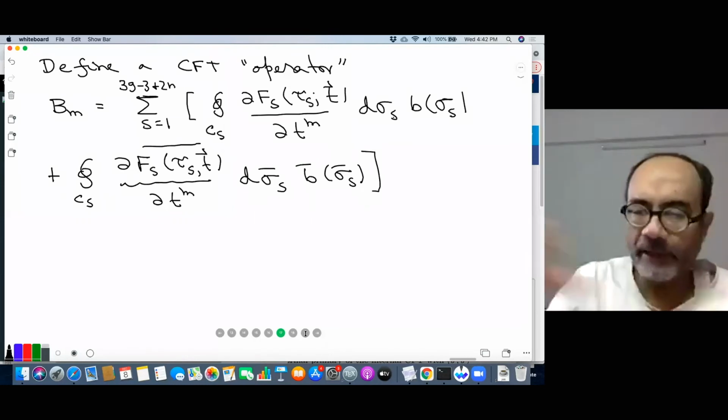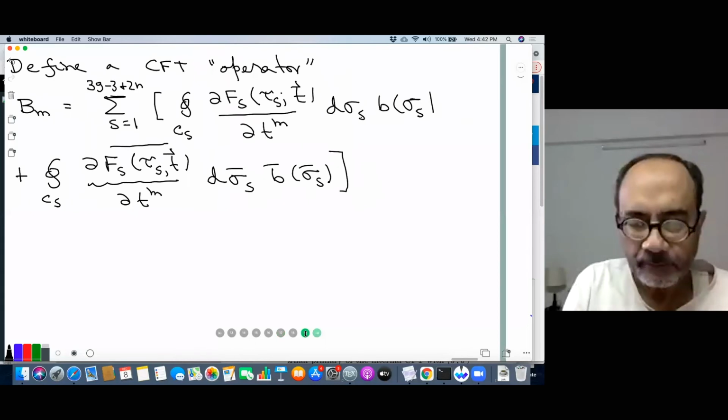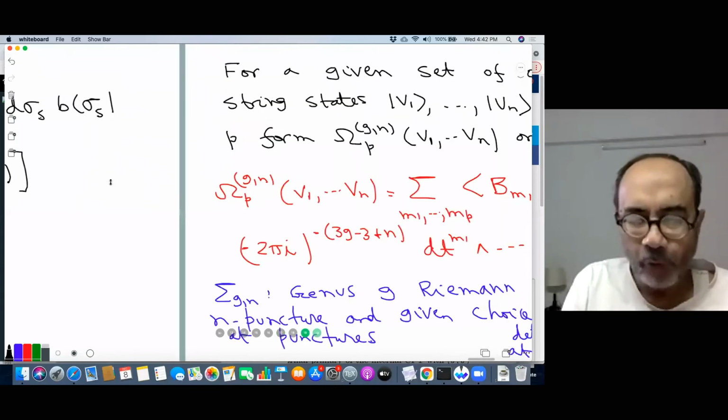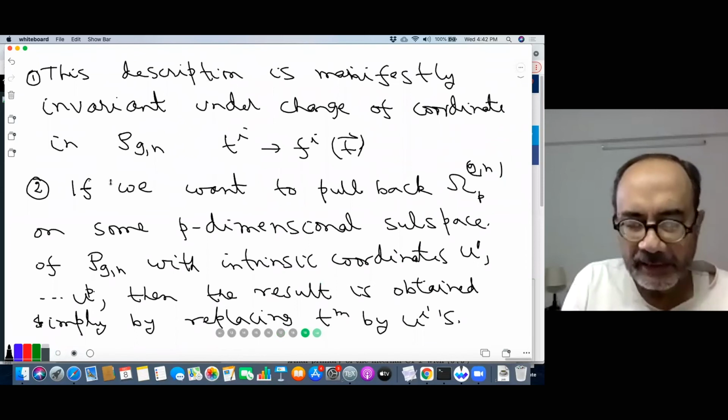So we'll be eventually computing these pullbacks. That is what will be necessary, and for that, this information is useful.